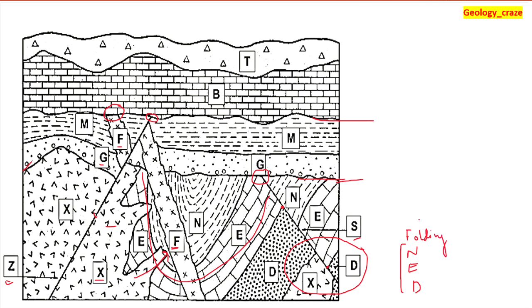Then this intrusion X took place. Then this fault S developed. Okay, what kind of fault is it? It is a normal fault.